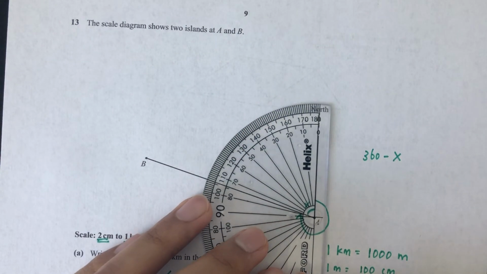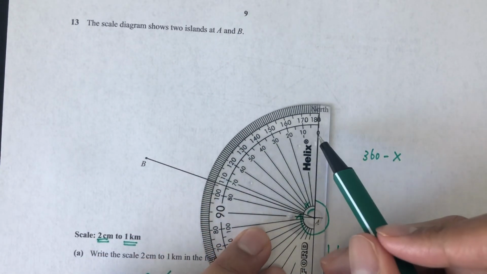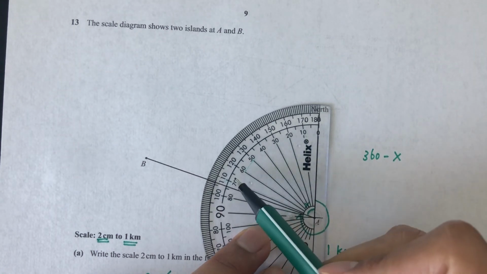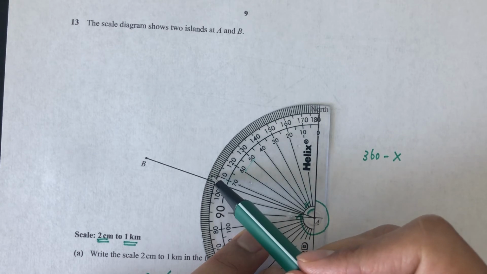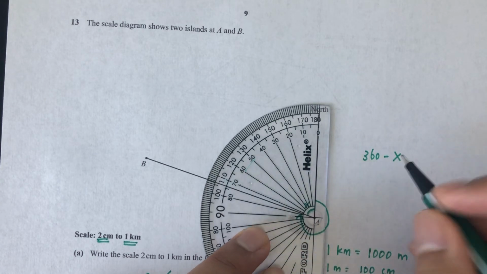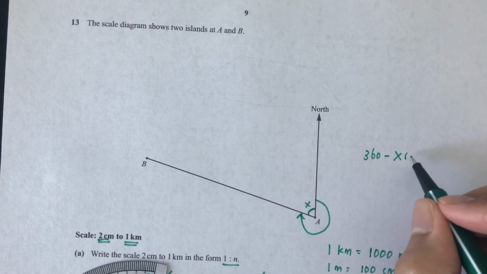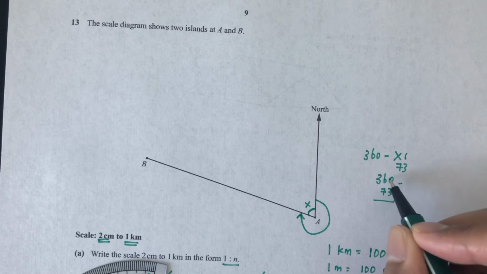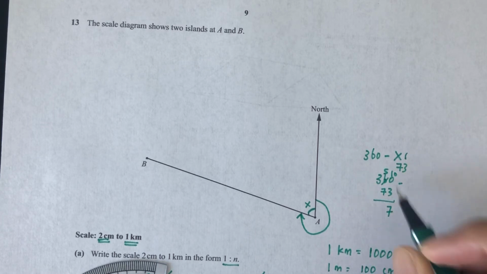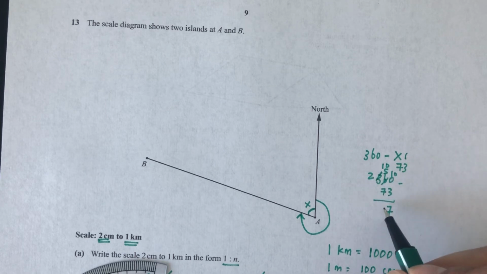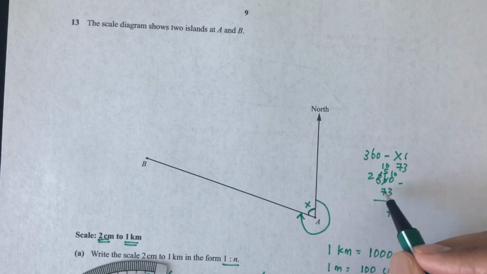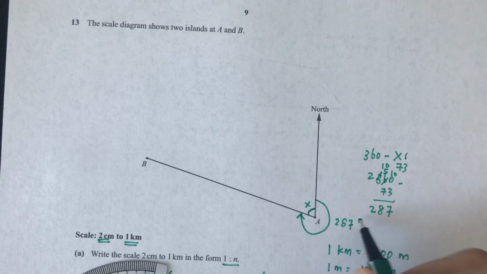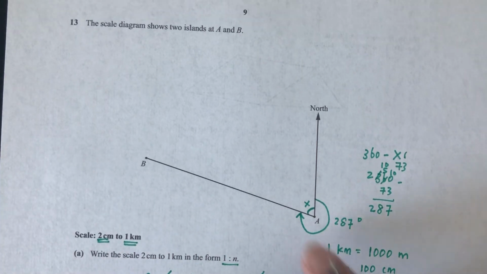So the angle inside will be, that will be at 10, 20, 30, 40, 50, 60, 70, 71, 72, around 73. So let's give it X equal to 73. So the answer will be 360 minus 73, which will give you, 10 minus 7 is 3, 3 plus 5 is 8, so 287 for the bearing of B from A.